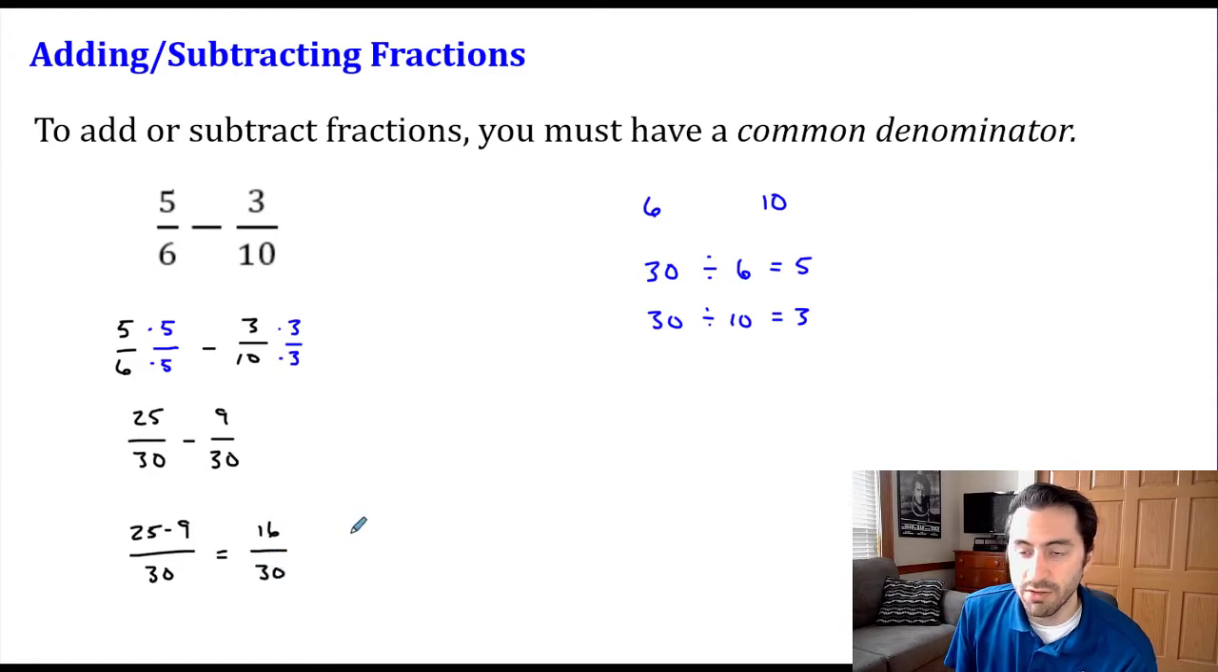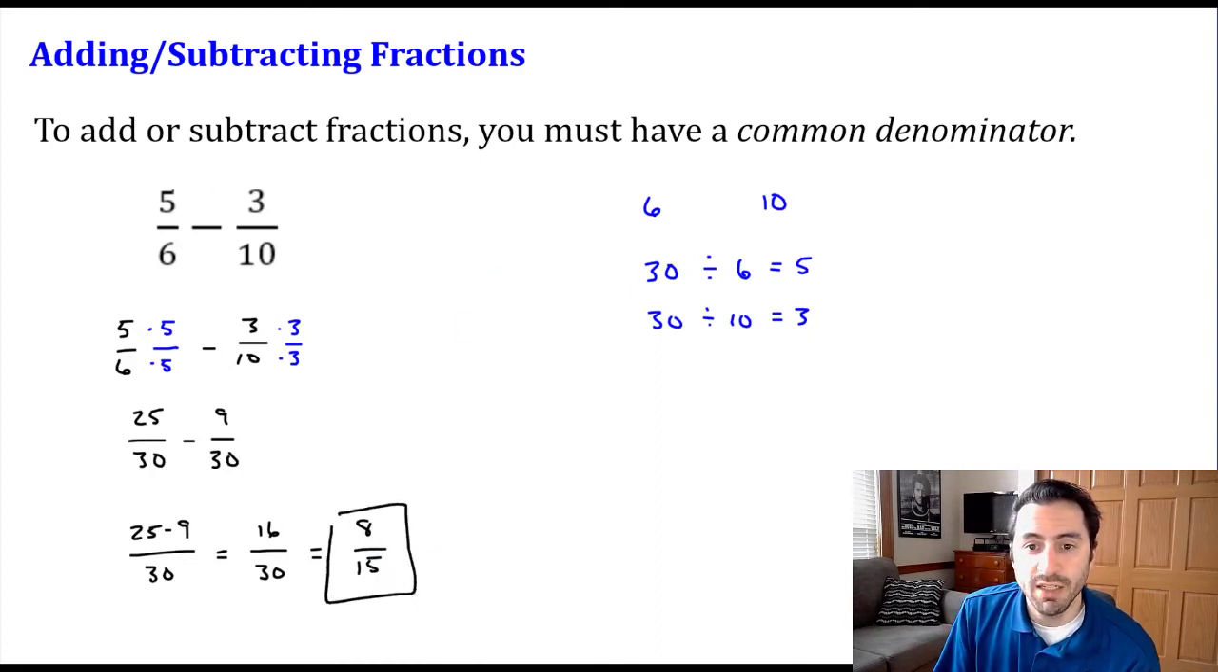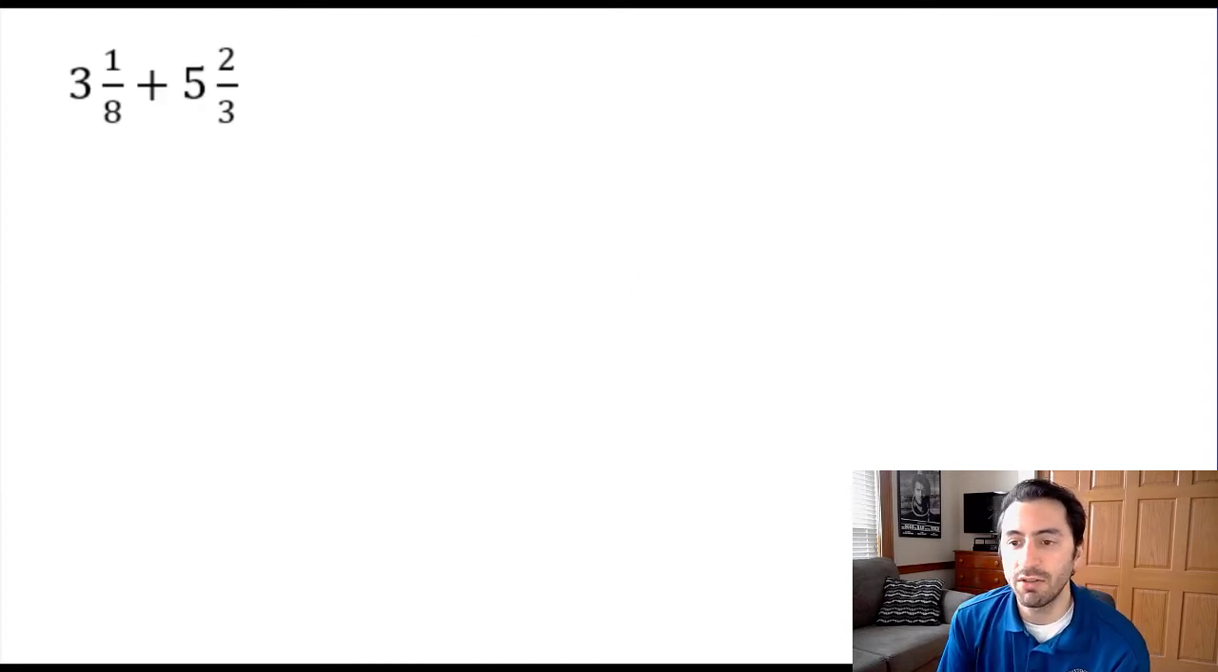And as always, the last thing we want to do is simplify our fraction if possible. So 16 and 30 just have a common factor of 2. So this gives me a final result of 8 over 15. All right, so let's try one more example. And as I said, in my second example here, I want to take a look at some mixed numbers. We actually have a couple of different ways that we can handle this. So I want to talk about each of those.